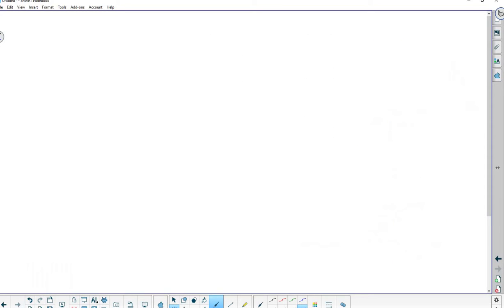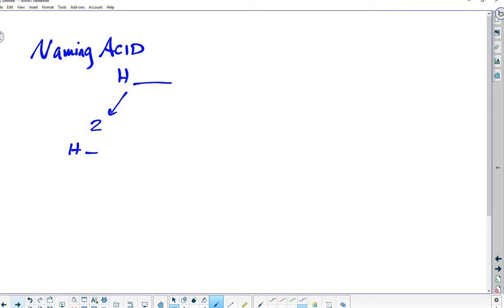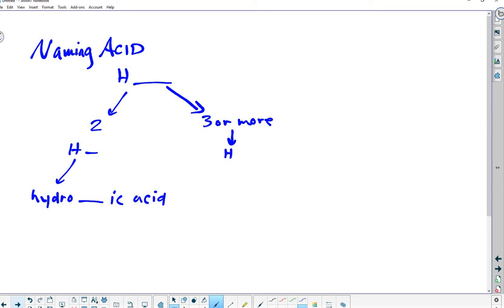So if we go for naming acids, there's a real quick way to remember it. If you've got an acid, it starts with an H with something, right? If there are just two elements, one's an H and one's something else, then you name it hydro, blank, ic, acid. If there are three or more, then you ignore the hydrogen. The hydrogen just tells me it's an acid, and you look at the rest.